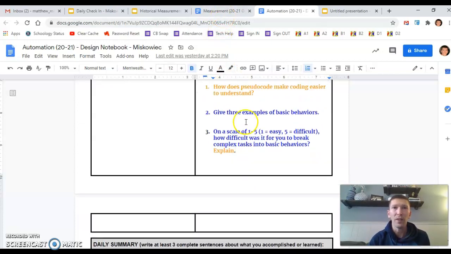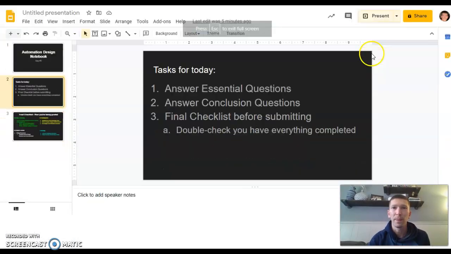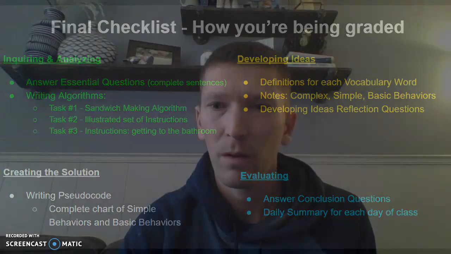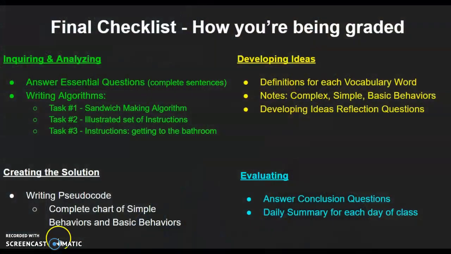And so next what I want to do is just go over the final checklist. I'm going to move this, so I wanted to make sure you can see all of these. You have 4 grades that you're receiving for every design notebook, and it's going through the design process. So for inquiring and analyzing, did you answer all essential questions? Did you write the algorithms? And this is under the inquiring and analyzing section.